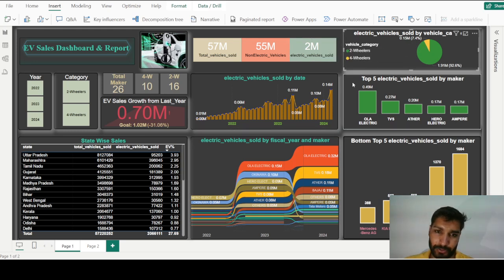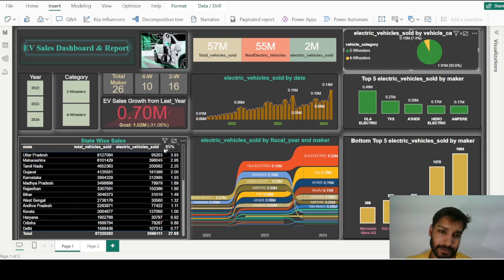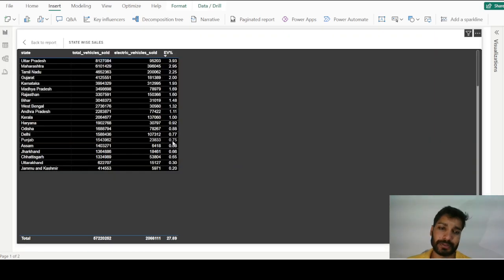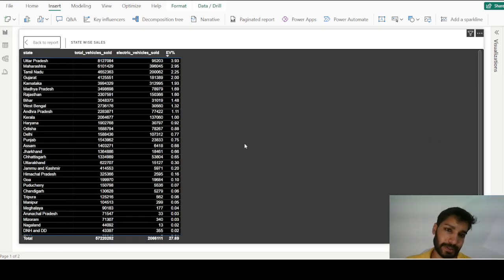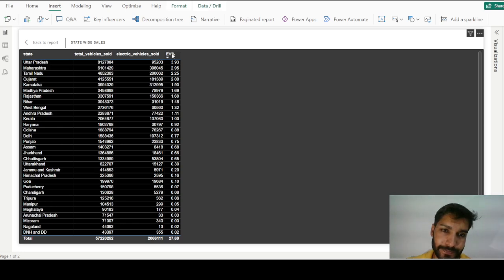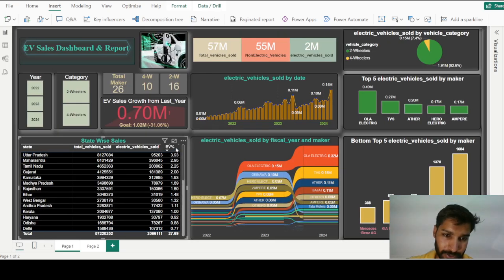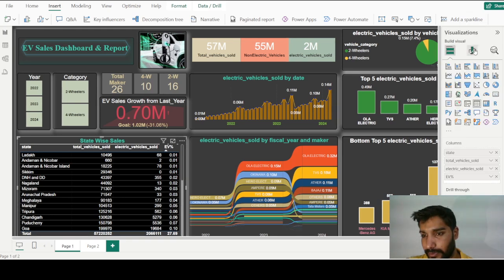So this is about the two-wheeler and four-wheeler category, and this is basically state-wise sales. We can easily understand in which state electric vehicles are doing great from the total sales, and we can easily filter this out. In Uttar Pradesh we can see 3.93 EV percent out of total vehicles sold.